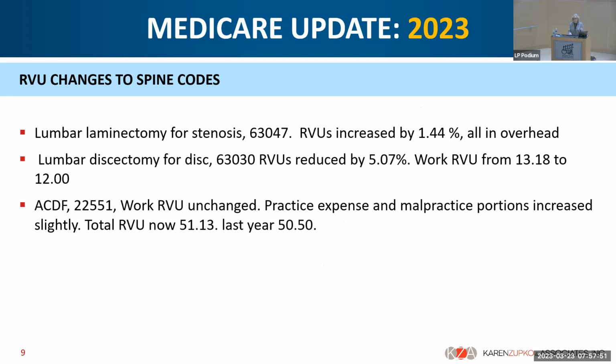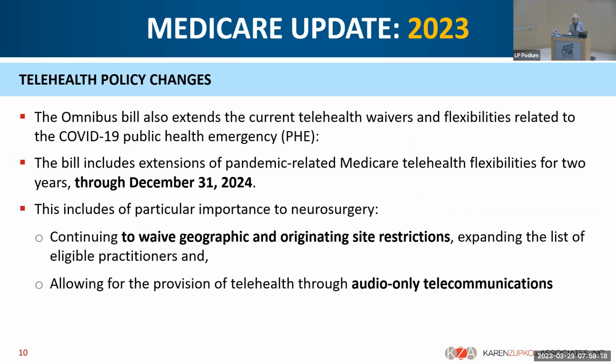There's been a couple changes to spine codes. We've had a significant 5% decrease in discectomy codes, okay? And that was in the work RVU being reduced from about 13 down to 12. Some of the other codes, ACDF and decompression for stenosis, have increased just slightly. So every year something happens to continue to decrease RVUs and especially payment. This shouldn't impact private payers, but you've got to watch because it could.